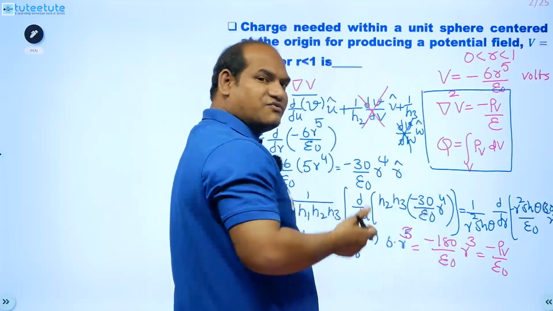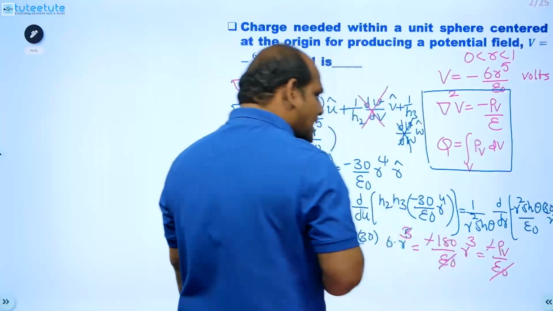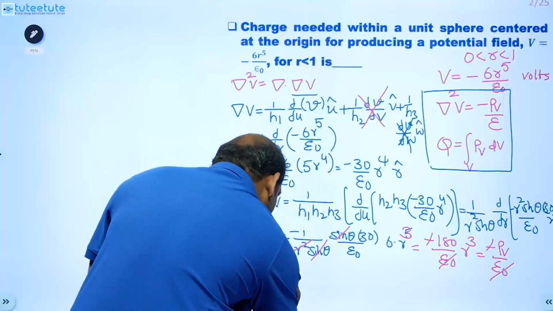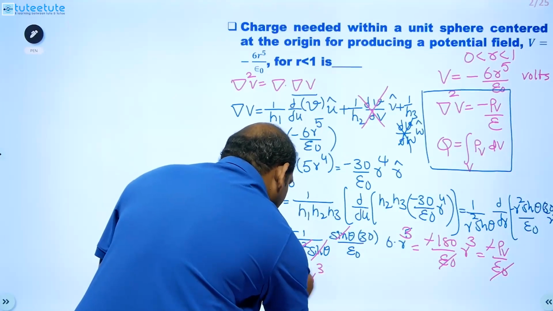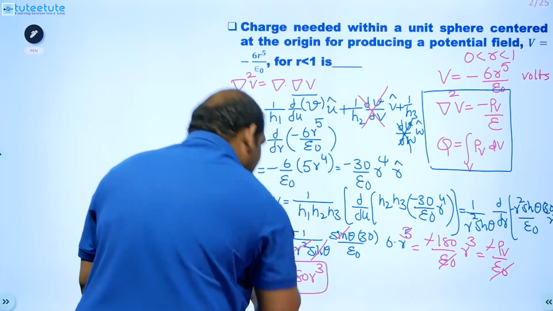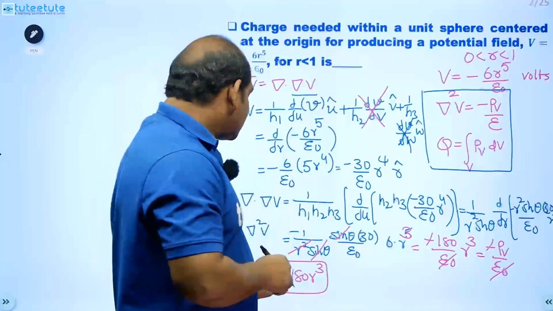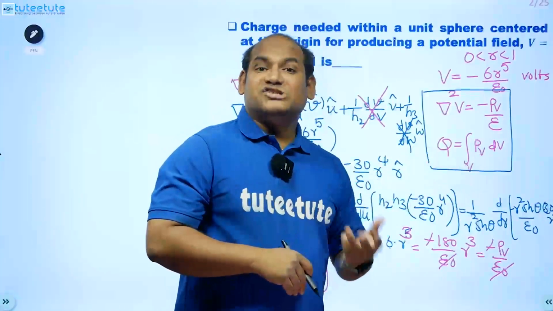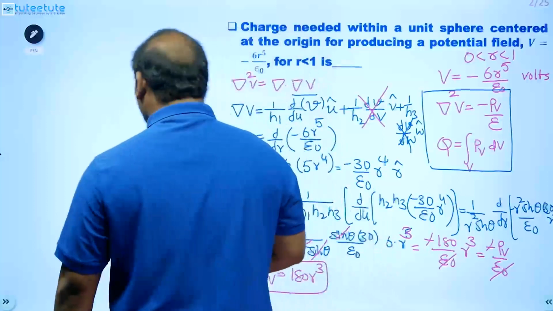You assume we are in the free space. So these two will be cancelled, minus will be cancelled. So rho V is equal to, we got here, 180 into R power 3. So this is what we got. But this is not the answer. They asked about the charge. So as I said previously, using this rho V, we need to get the charge by performing the volume integral. That is what we are going to do now.